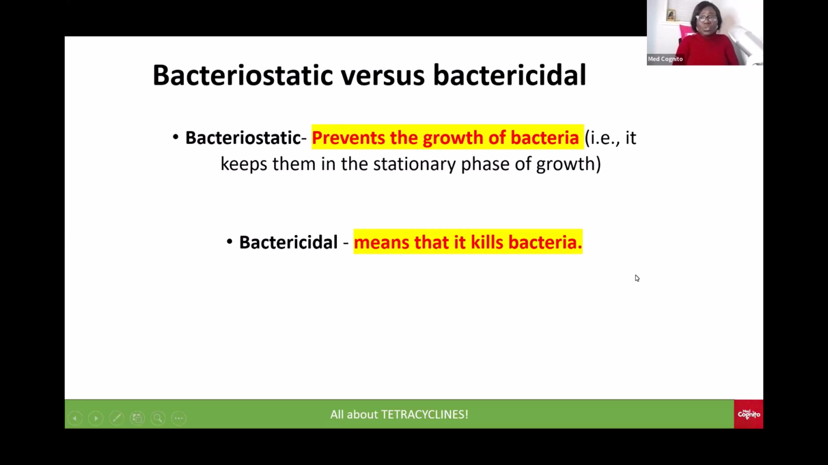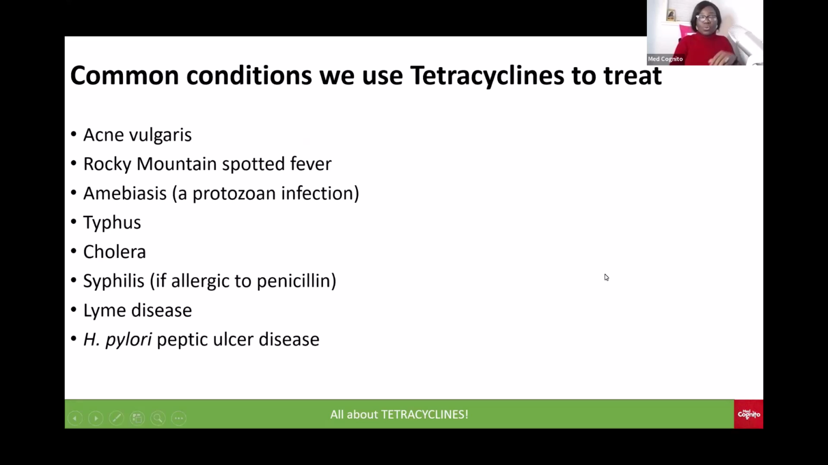So please note the difference. Whenever you see bacteriostatic, you know that it is stopping the growth. And when you see bactericidal, you know that it is killing the bacteria. And what we are discussing today is tetracycline, and tetracycline is bacteriostatic. It will stop the bacteria from growing.